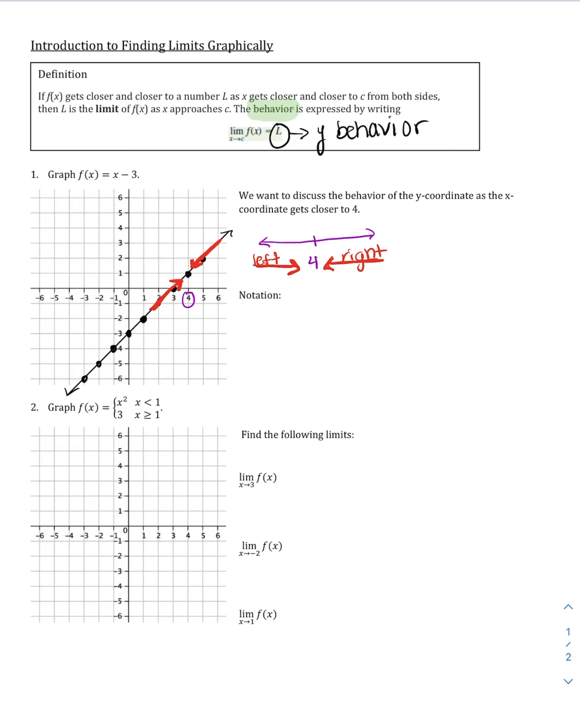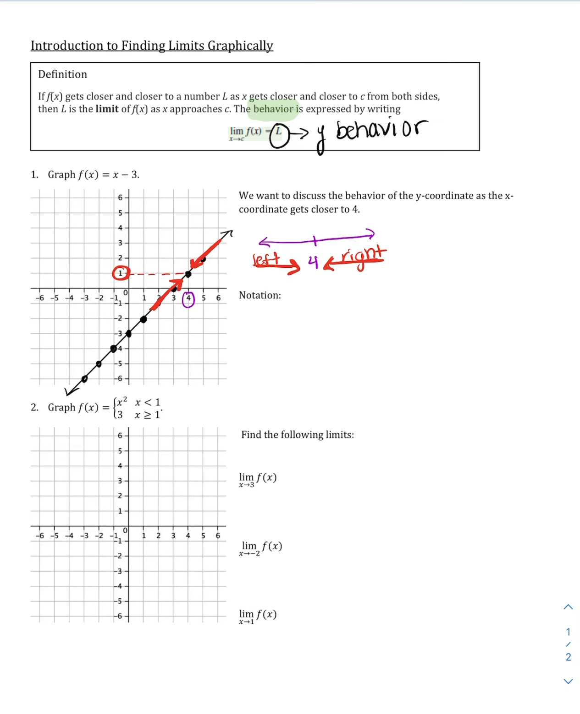So I'm approaching from both sides, and then I want to look at what the y is doing. So what the y is doing is over here. This is what the y is approaching. And the y is approaching 1. So as my x is approaching 4, I'm getting closer and closer to y equals 1.